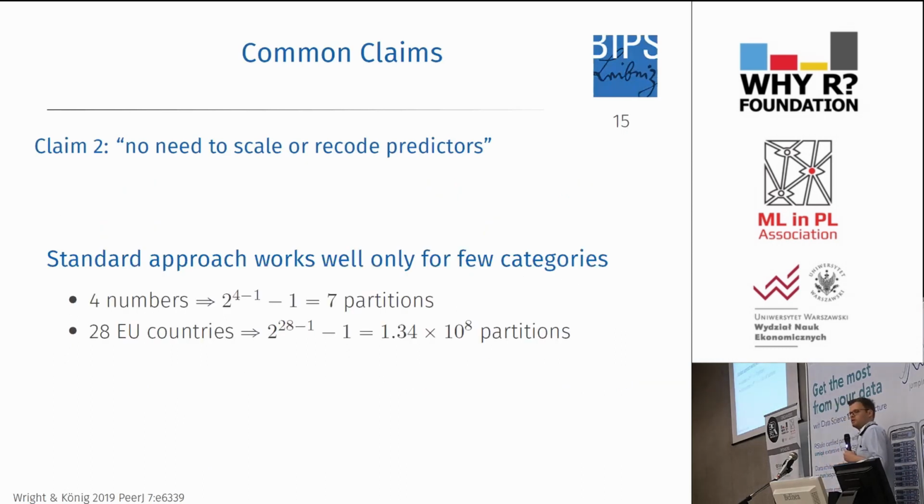The major problem with the standard approach is that there's an exponential relationship, and the number of partitions gets very large quite fast. In this example with 4 numbers, you have 2 to the power of 4 minus 1, minus 1, so this is 7 partitions. If you do the same calculation for, let's say, all 28 EU countries, then you end up with a huge number of partitions. And note that you have to evaluate this number of partitions in each node in every tree of the random forest. So you really have a computational problem in this case.